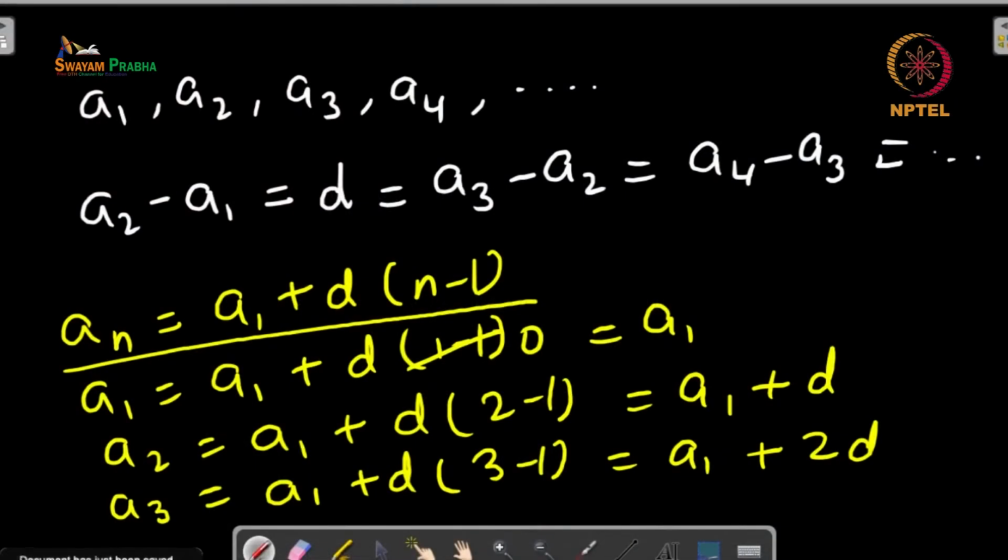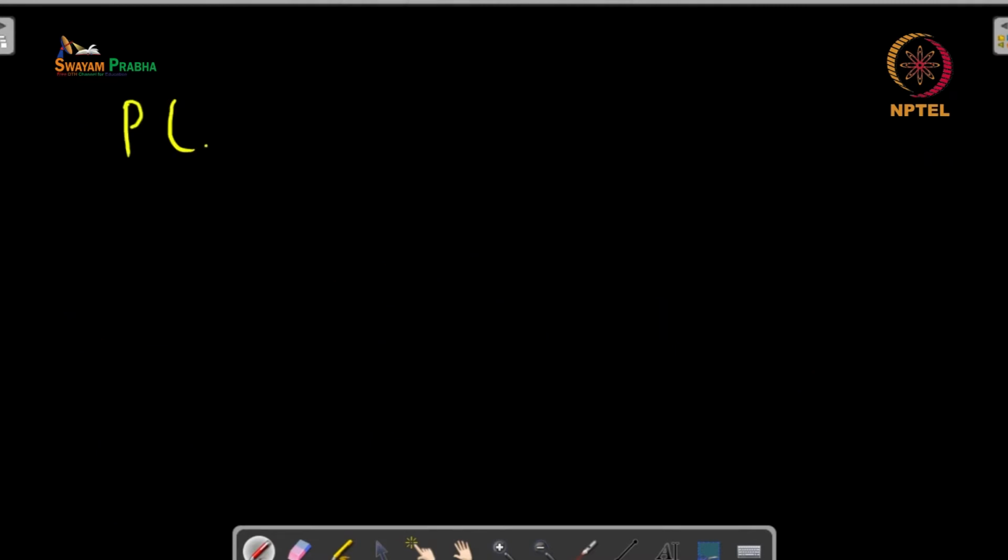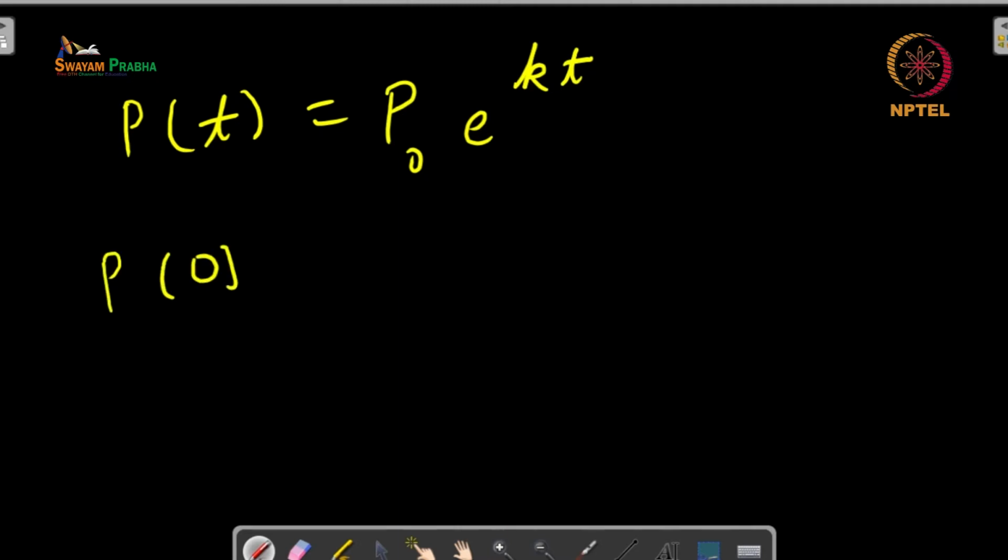That is what we are saying here, is that P at time t is P0, that is population at time 0, into e to the power kt. So if you put time equal to 0, you get P0 into e to the power k times 0. So this becomes e to the power 0, which is 1. So this is P0.